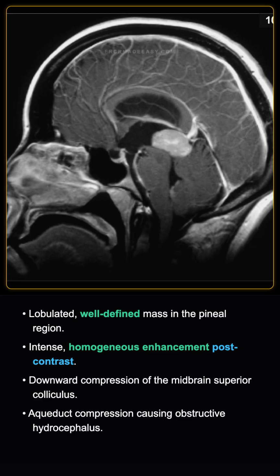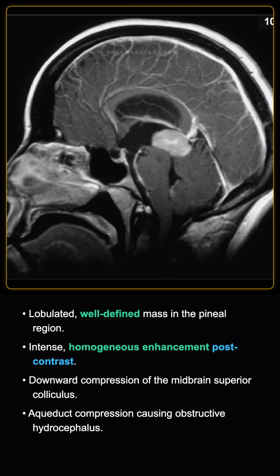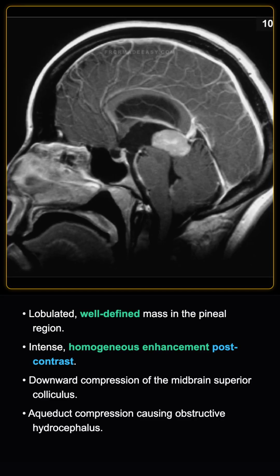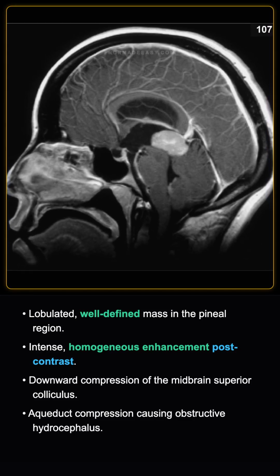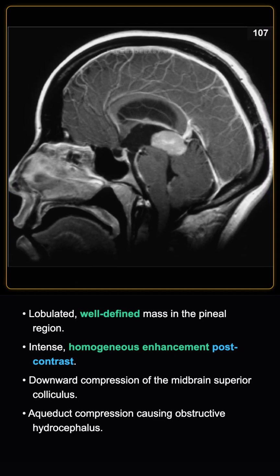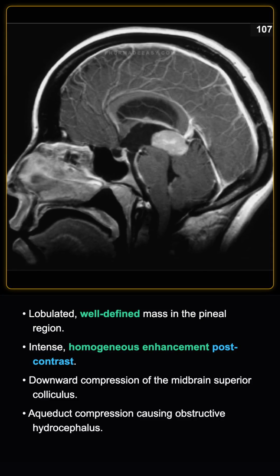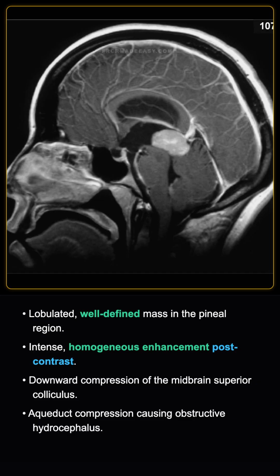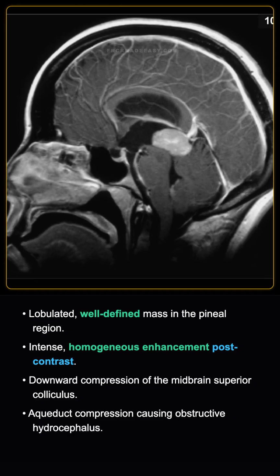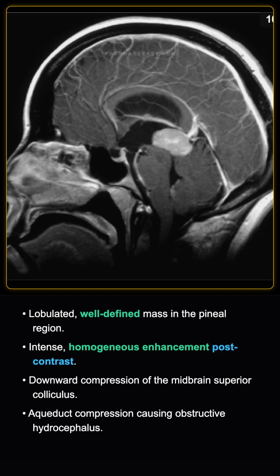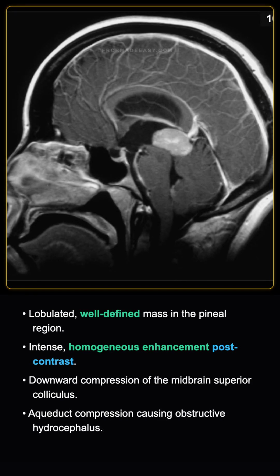Okay. The midline sagittal T1 post-contrast MRI demonstrates a large, slightly lobulated, well-defined mass in the pineal region. The mass exhibits intense, homogeneous enhancement following contrast administration. It is causing direct downward compression of the superior colliculus of the midbrain tectum. There is secondary compression and obstruction of the aqueduct of Sylvius, resulting in significant dilatation of the third and lateral ventricles.